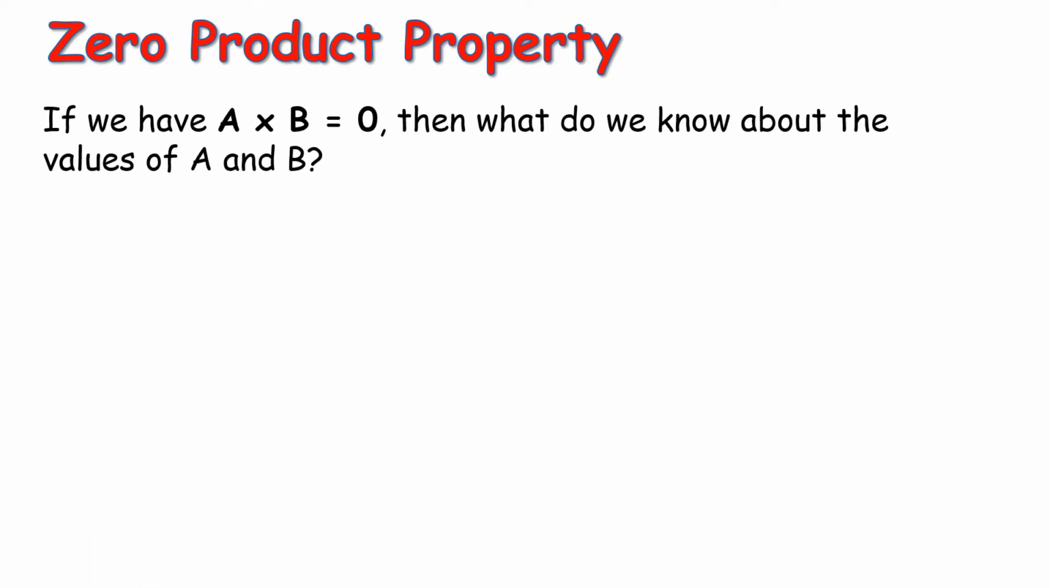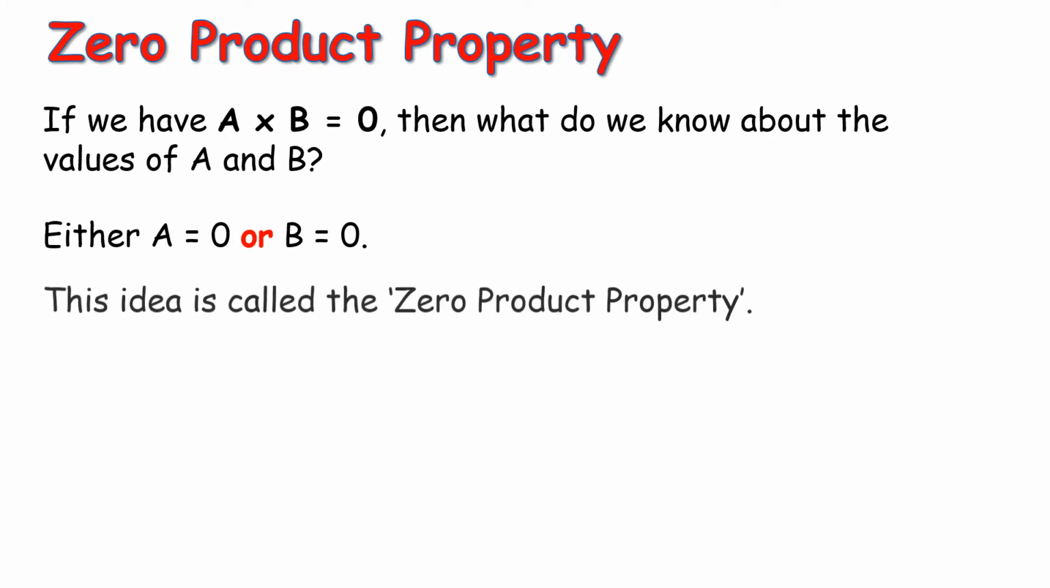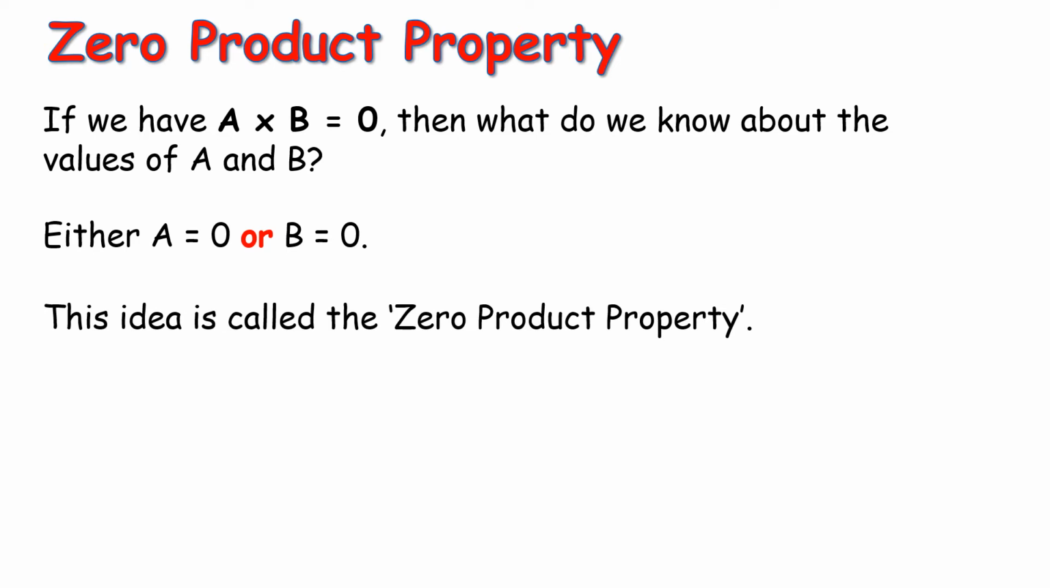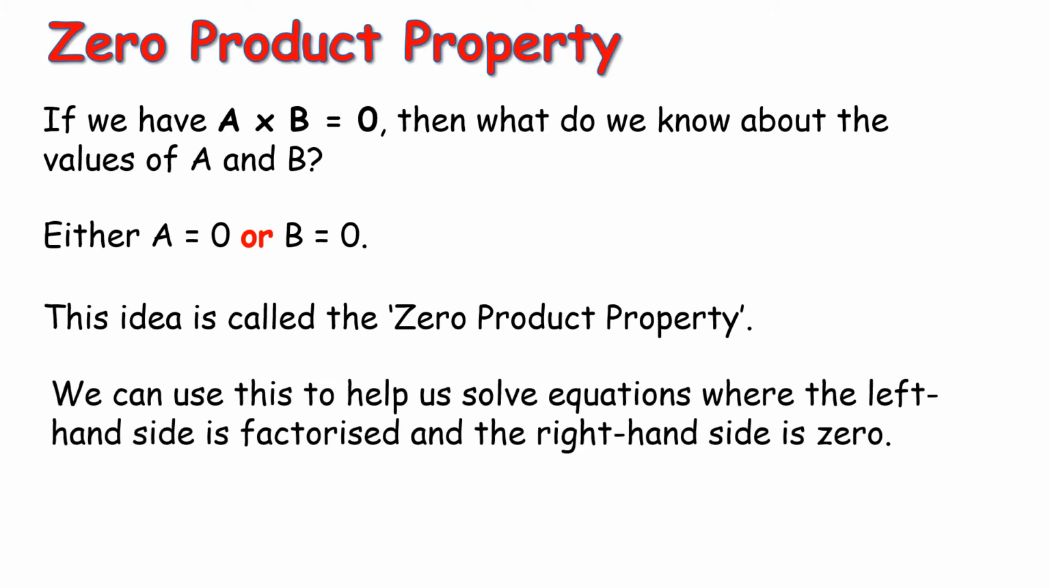If we have two numbers, A and B, that are multiplied together and their product is 0, what do we know about the values of A and B? Well, either A equals 0 or B equals 0. So this idea is called the zero product property. There is only one way we can get a 0, and that is if at least one of the numbers we're multiplying is 0. So maybe A is 0, maybe B is 0, or maybe both are 0. We're going to use this zero product property to help us to figure out the answers to our quadratics, i.e. solve our quadratics or find the roots.